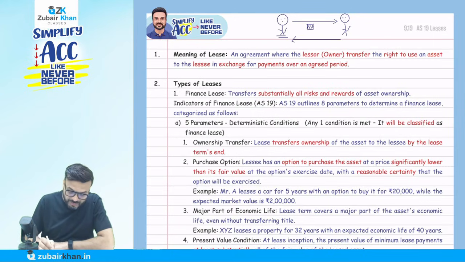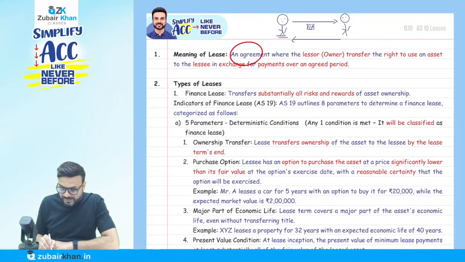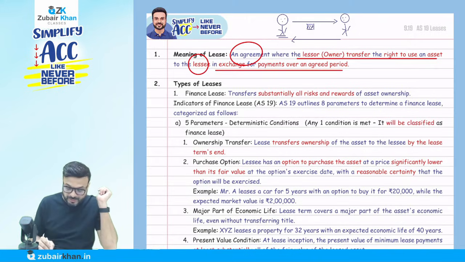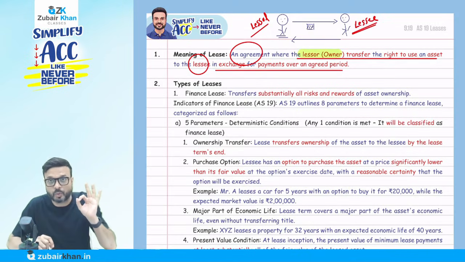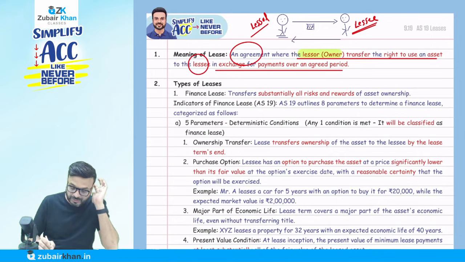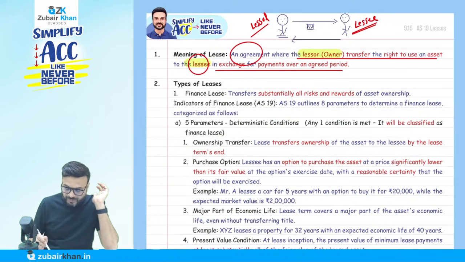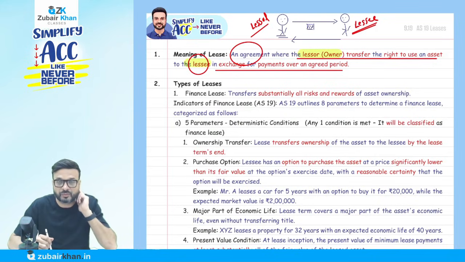If you see the definition here, it says an agreement where the lessor (owner) transfers the right to use an asset to the lessee in exchange for payment over an agreed period. So here an agreement has happened. Who is the owner of the asset? Lessor. And to whom he is giving the asset to use, what do we call them? We call them lessee. So there are two parties here: the lessor, who is the owner of the asset, and the other party is the lessee, who is going to use the asset, and in return he will give the amount to him. So we call that lease.